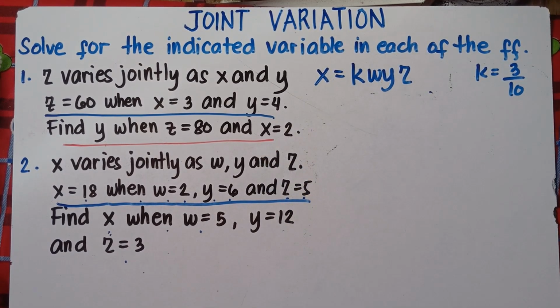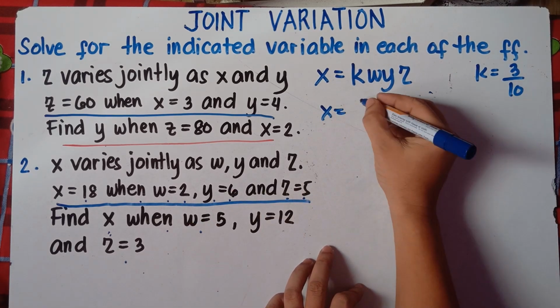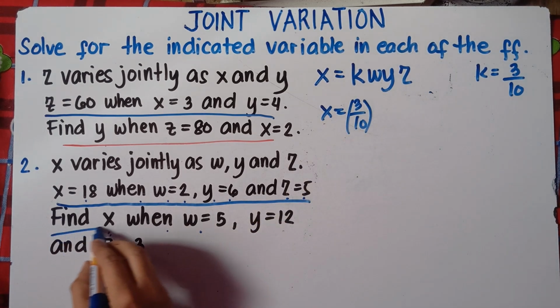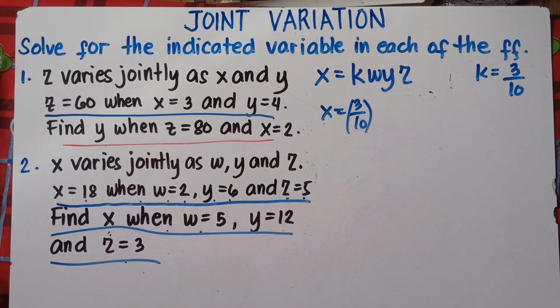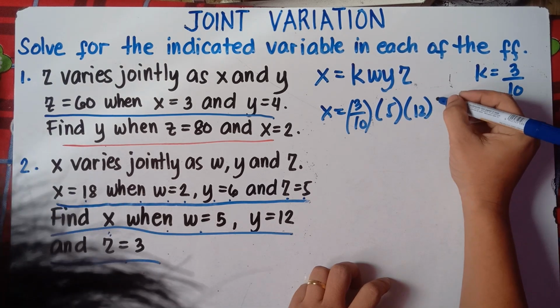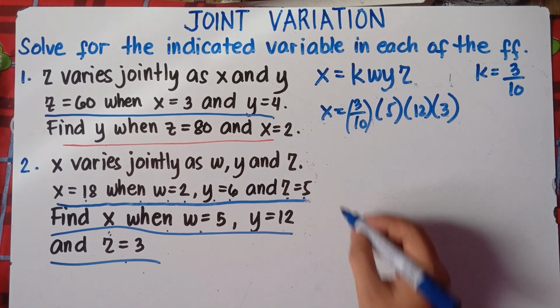Alright, so our x, you're told to find x. So find x, copy x. Your k is 3 over 10. So your w is 5. Once again, class, you copy this equation. W is 5, y is 12, z is 3. Alright, so the thing that you will do, class, you just simply multiply.